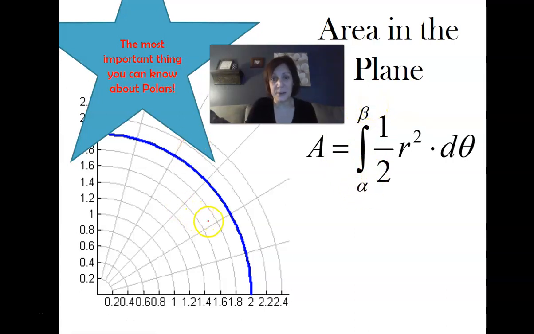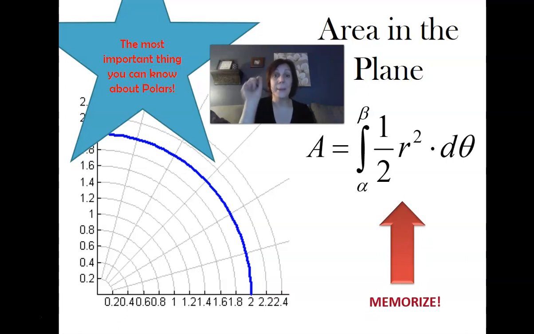Now these look really fancy, right? Alpha and beta. It's just from a to b, except since we're talking about thetas, they tend to use alphas and betas. But these are going to be your limits of integration. It'll be like from 0 to pi, or from pi to pi over 2, or something like that. But this is literally all we're going to do. We're going to take our r, square it, multiply it by 1/2, figure out our limits of integration. It's very, very straightforward finding the area inside of a polar curve. Again, memorize that formula. The hardest part of these is finding the limits of integration.